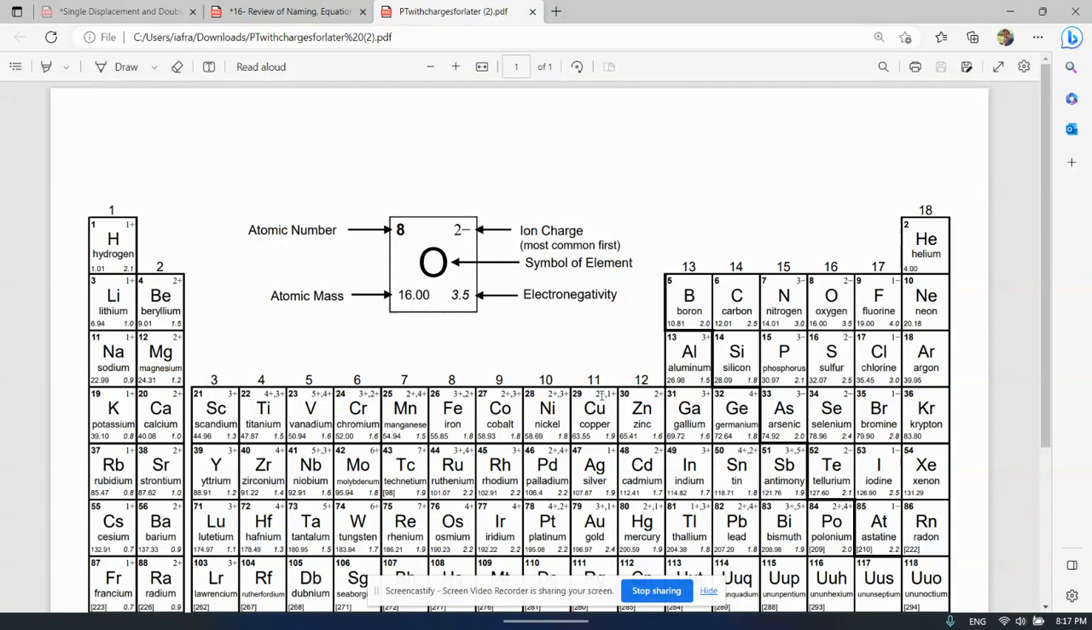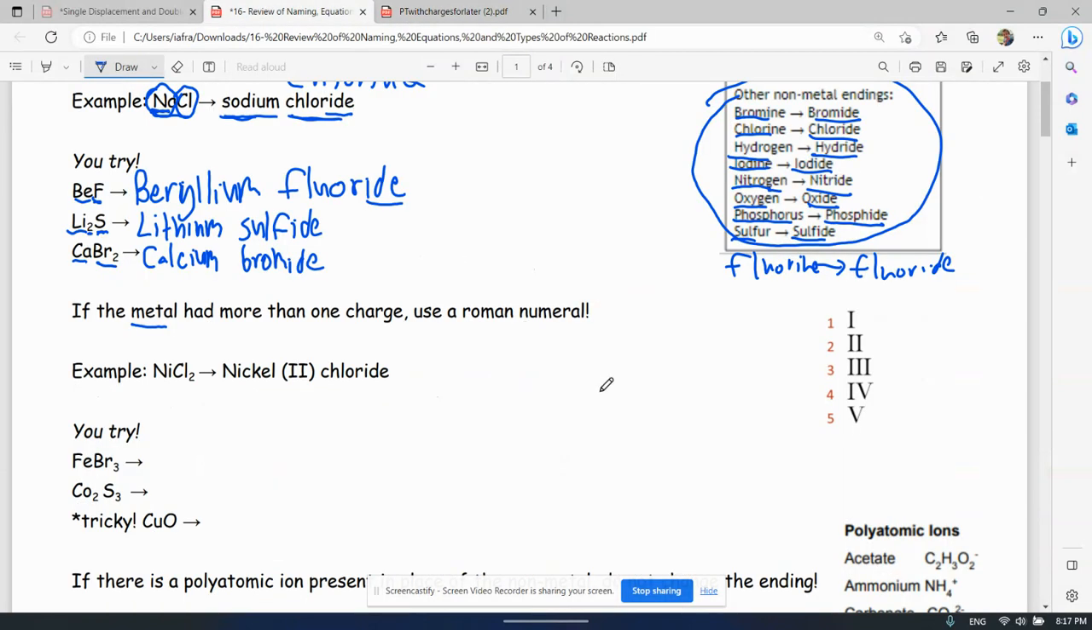So if you have a metal with more than one charge, you have to indicate which charge you're dealing with by using a Roman numeral. The Roman numerals are listed here, number 1, 2, 3, 4, and 5. So for example, here we have NiCl2. Once again, we know this is ionic because we have a metal and we have a nonmetal. The rules are the same. You name the metal first as nickel, and then the nonmetal as chloride because you change the ending to IDE.